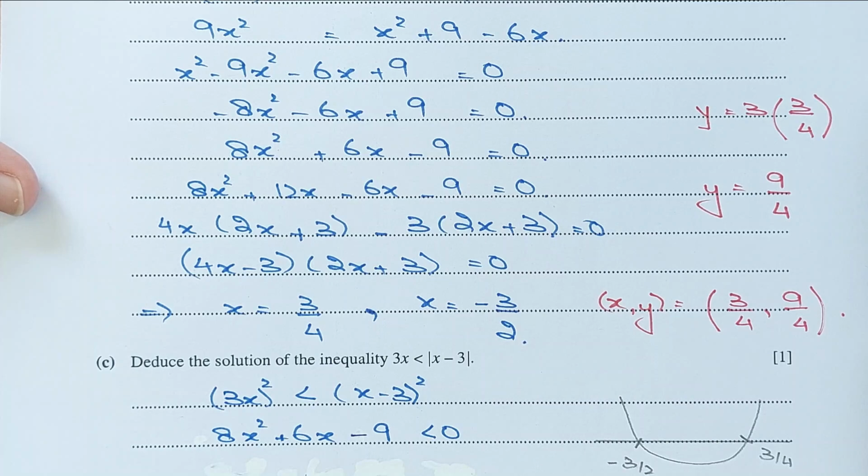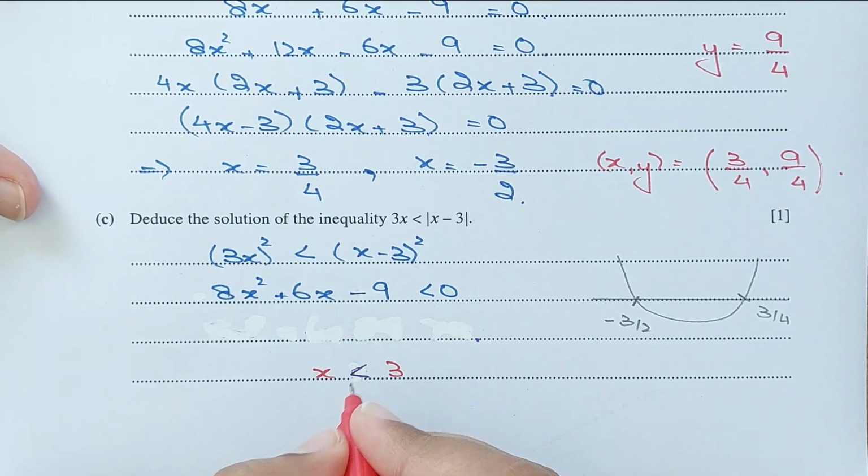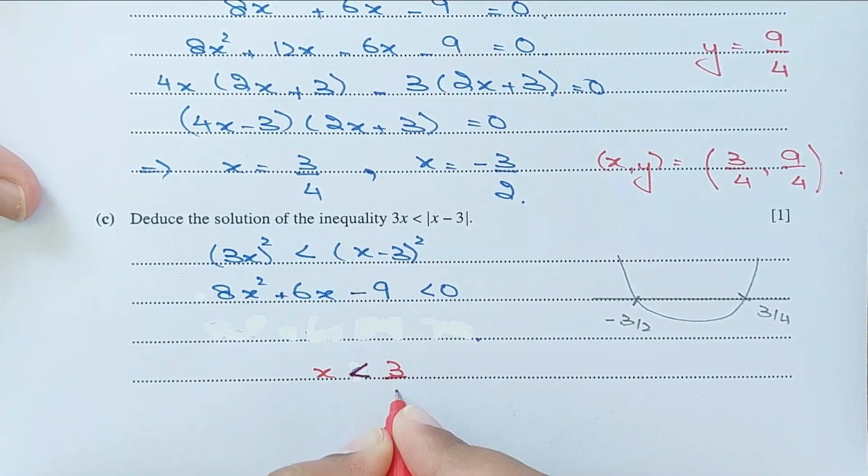So it means we have only one point of intersection for x when x is 3/4. So x should be less than 3/4. That is the only solution. It should be less than 3/4.